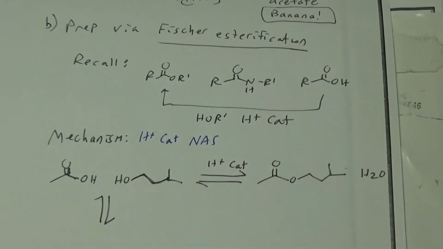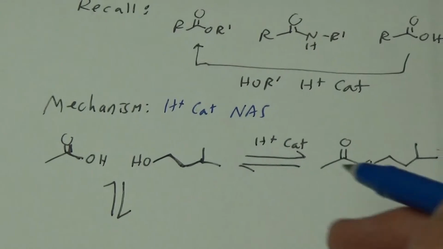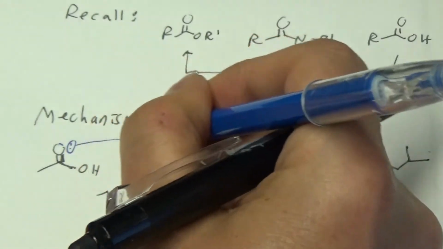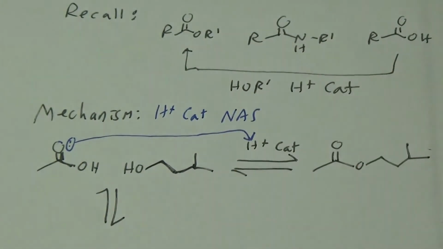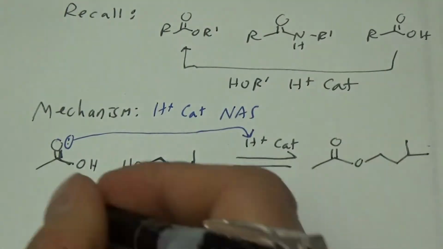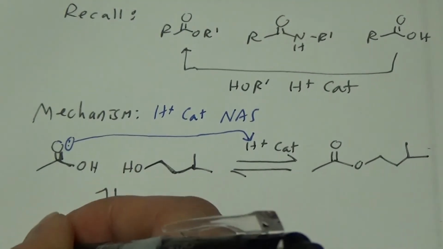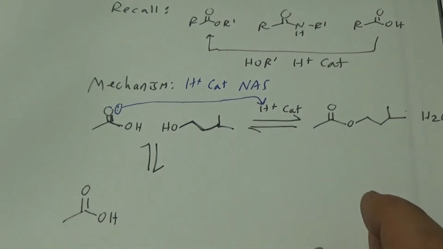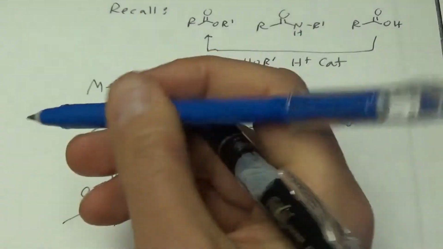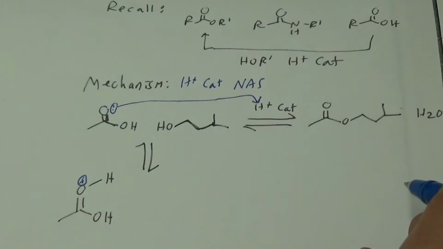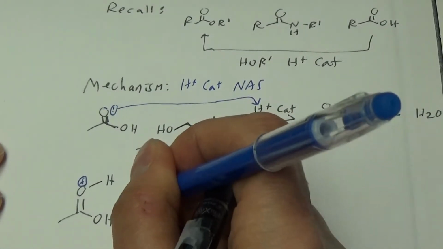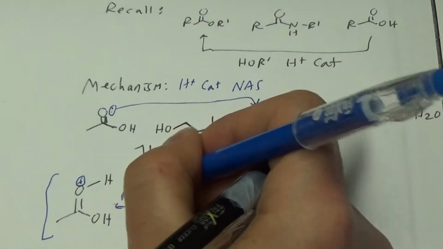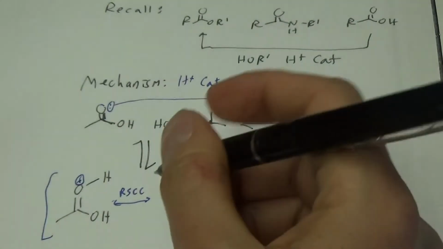What's the first step of the acid catalyzed NAS? Well, you got a proton. What are you going to do with your proton? Protonate the carboxylic acid, the C double bond O. And what does that give us? That, but with a proton on it, right? We've seen this 1,000 times now, that we can resonate this and say 4 letters, RSCC, resonance stabilized carbocation.